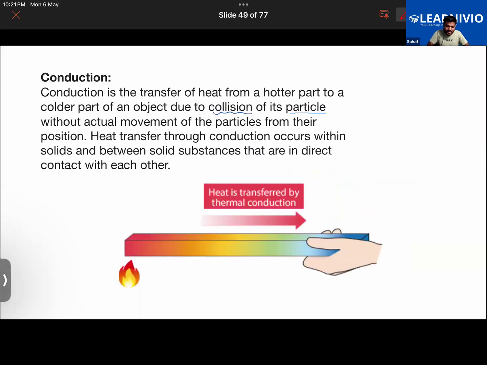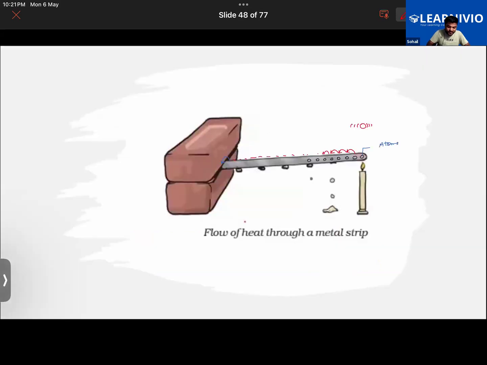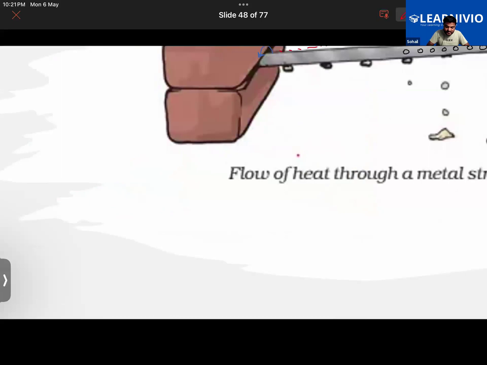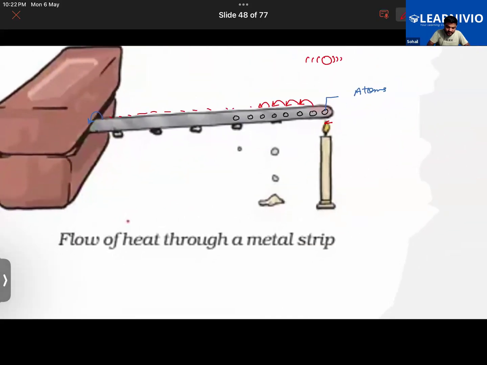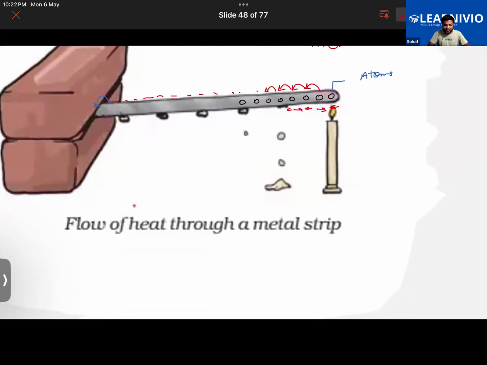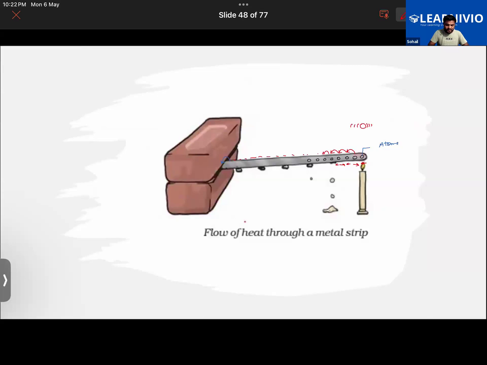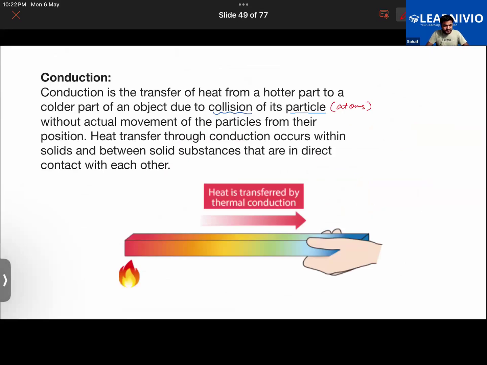When we talk about particles, what particle are we talking about? We are talking about the atoms. So atoms are actually colliding with each other. The two atoms collide with each other, and due to the collision, the heat energy is transferred from one particle, meaning from one atom, to another.